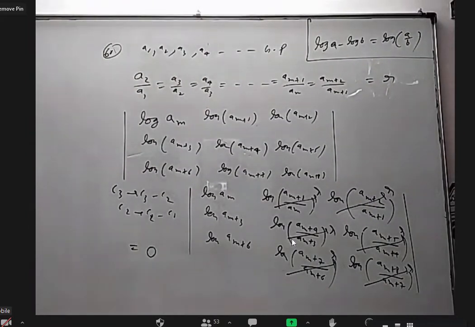Sir, those AM plus 3 came below now, sir. Means like when we are subtracting, we made the denominator same, sir. Yeah, in the right top corner, I wrote this formula: log A minus log B is log of A by B. I was using that everywhere. Okay.